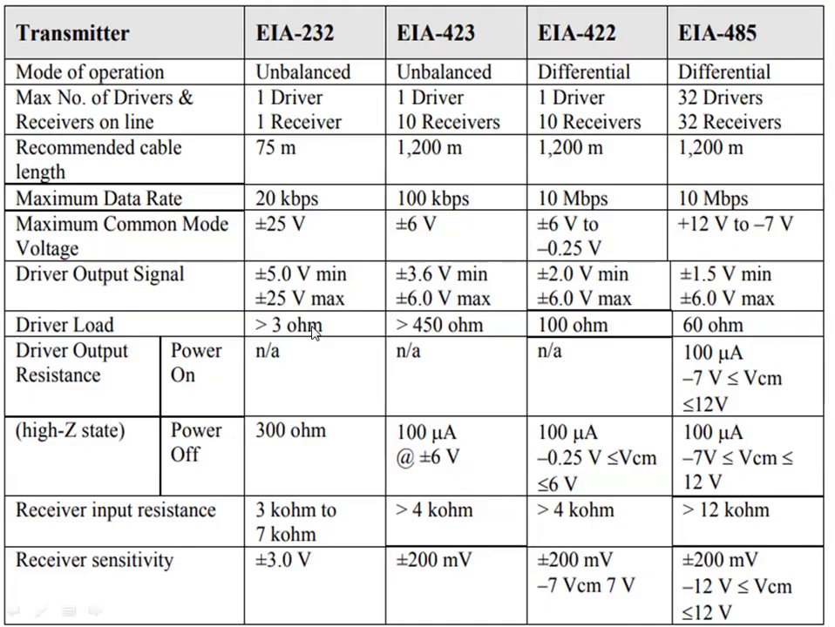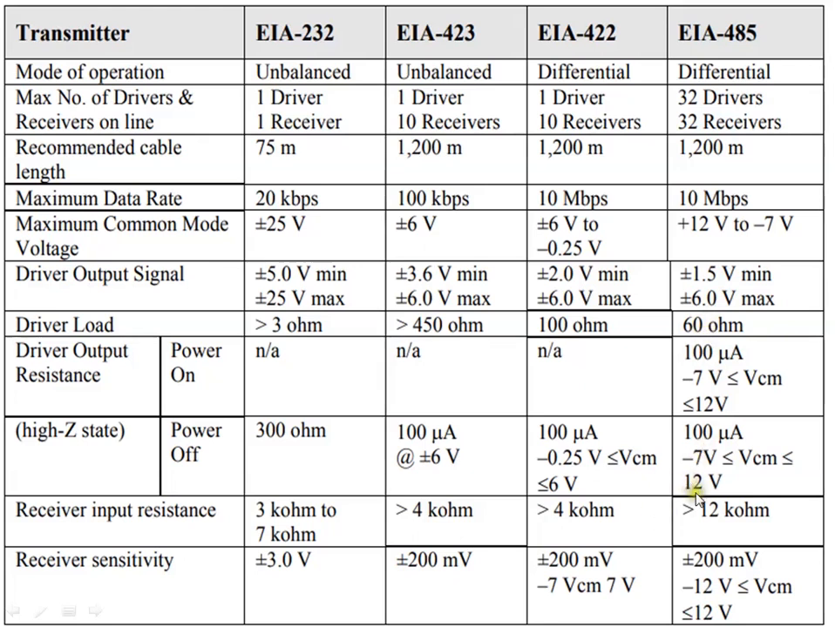And this is the comparison chart of the different RS serial communication standards. You can see this is RS485, whose mode of operation is differential, and the number of drivers and receivers is 32. The recommended length is 1200 meters, that is 4000 feet, and the data rate supported is 10 Mbps. The common mode voltage is -7 to +12 volts, and the driver output signal is a minimum of ±1.5 volts and can go up to a maximum of ±6 volts. And this is the driver load, where resistance should be 60 ohms.